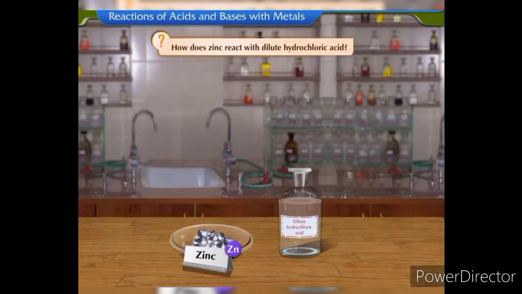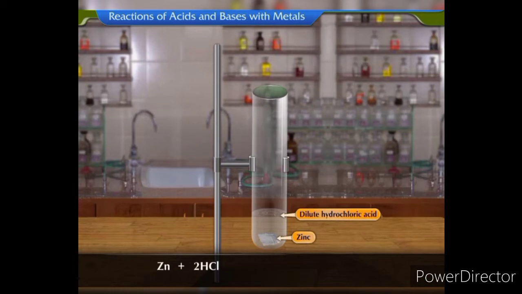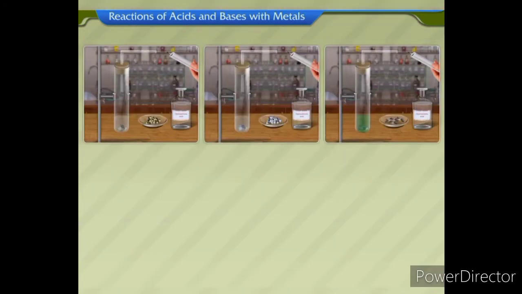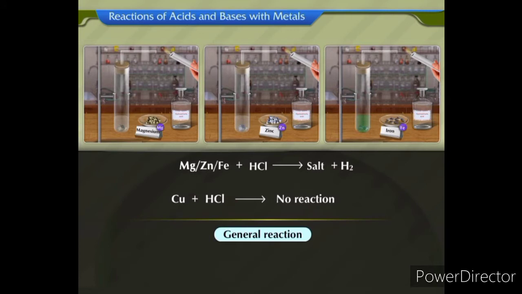How does zinc react with dilute hydrochloric acid? Zinc reacts with dilute hydrochloric acid to form zinc chloride and hydrogen gas. From these experiments, we can say that reactive metals like magnesium, zinc and iron react with hydrochloric acid to produce the corresponding salt and hydrogen gas. Less reactive metals like copper do not react with hydrochloric acid. The general reaction is that an acid reacts with a metal to form salt and hydrogen gas.